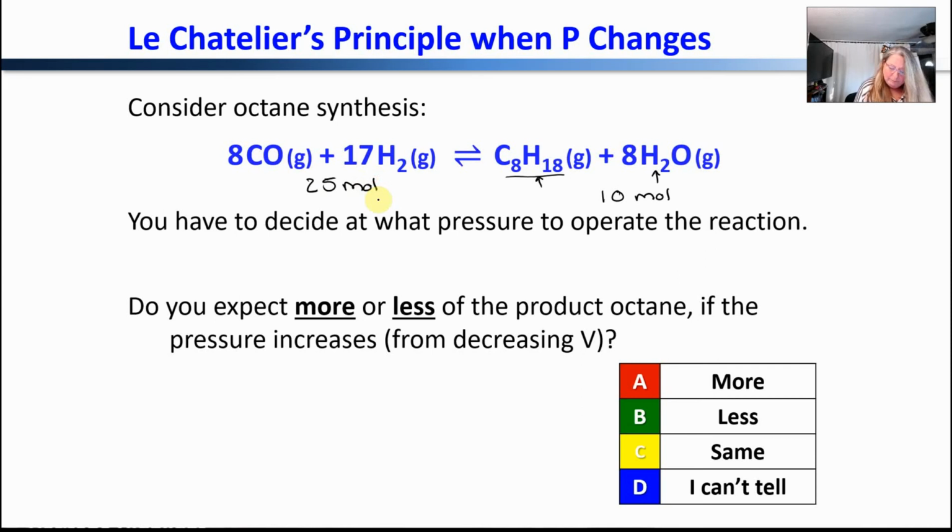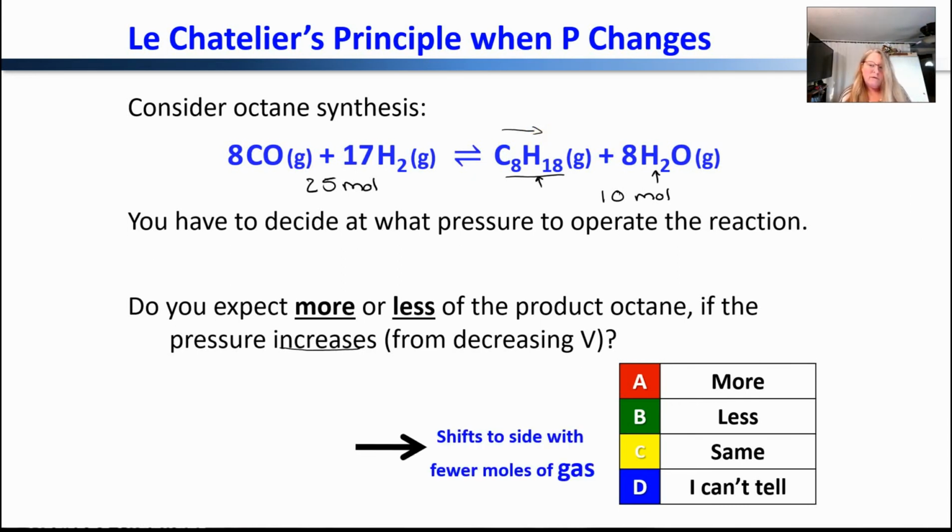So if the pressure increases, I've made the volume smaller, so I want to decrease the amount of gas molecules. So I'm actually going to produce more of my octane. So the moral of the story there is if I increase the pressure, the shift is going to be towards the side with the fewer moles of gas.